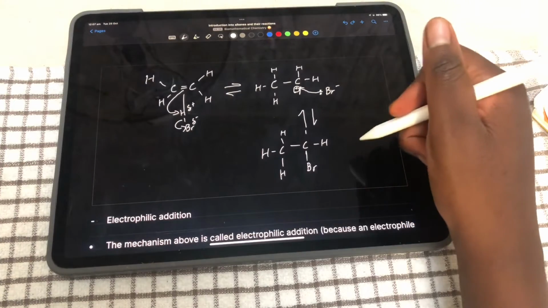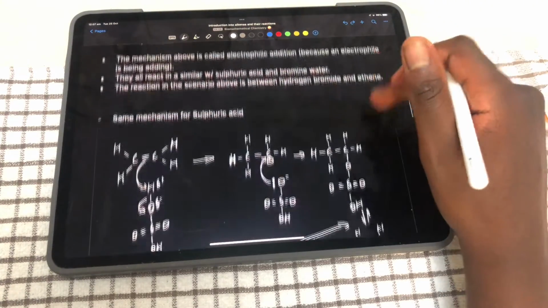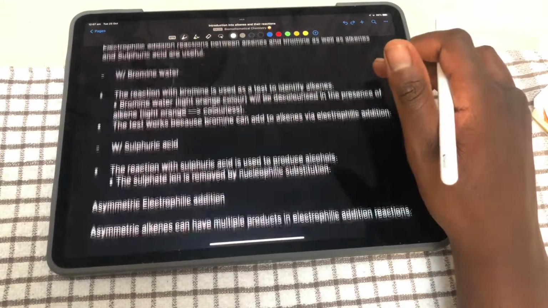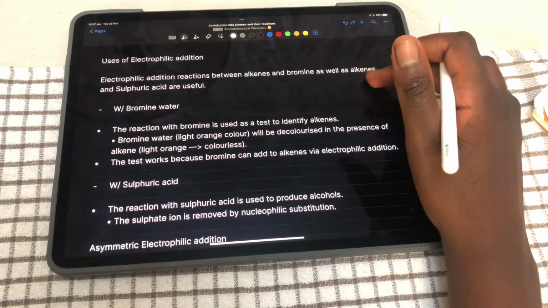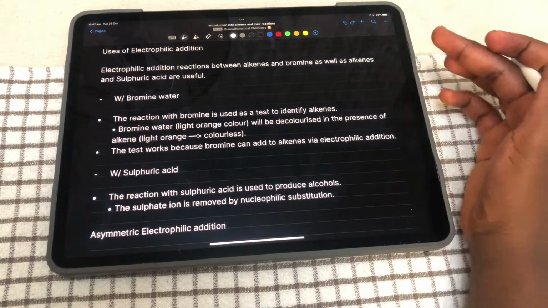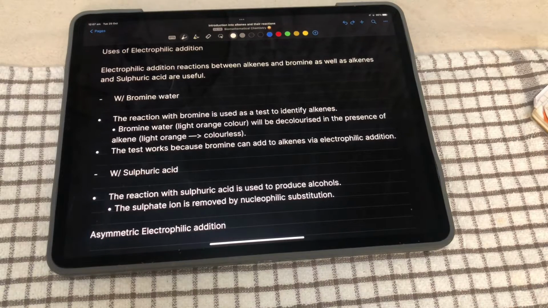That's an H there. Bromoethane. Right, so uses of electrophilic addition. Electrophilic addition reactions between alkenes and bromine, as well as alkenes and sulfuric acid, are useful.